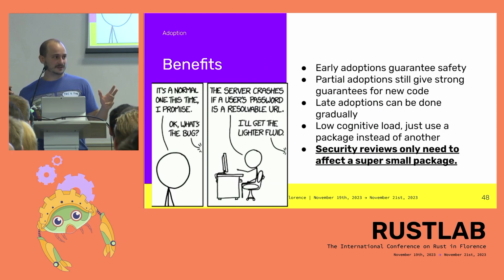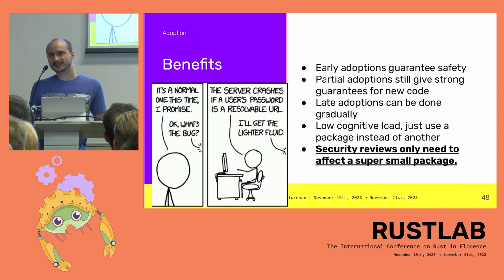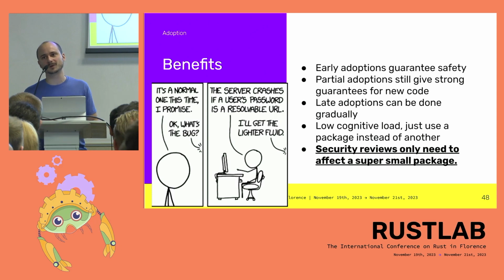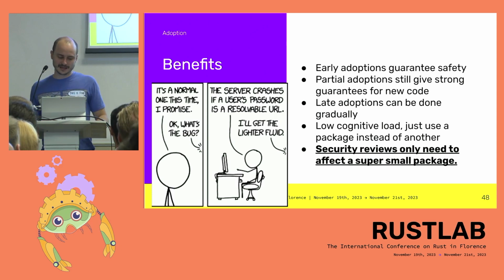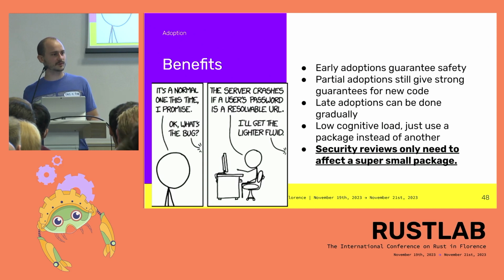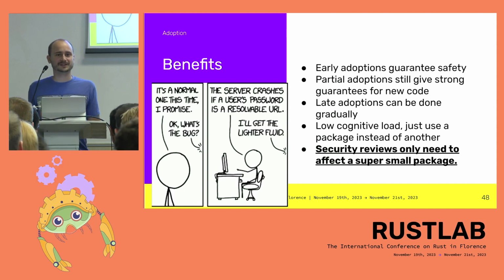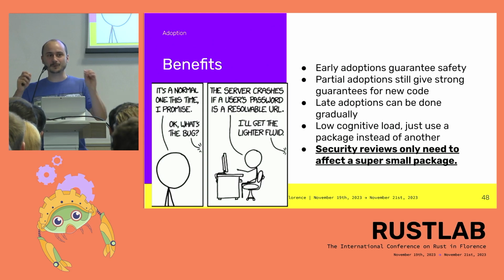I already talked a bit about the benefits. There is this XKCD that I love in which a guy says, well, there is a bug, but it's a normal one this time, I swear. Okay, what's the bug? Well, the server crashes if a user's password is a resolvable URL. And the other one replies, okay, I'll get the lighter fluid, let's burn it to the ground. You laugh, but I've seen stuff like this happen. If you use the safe string approach, the strings are going to stay strings, because those strings are hidden inside an opaque type. So you know that the only usages of those are somewhere where it really is needed. They're not going to be confused for other things.